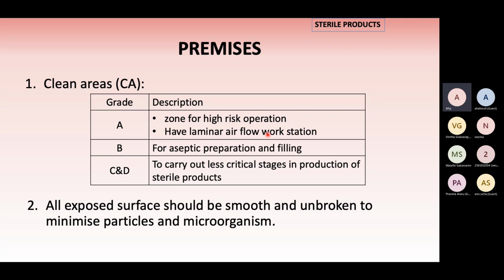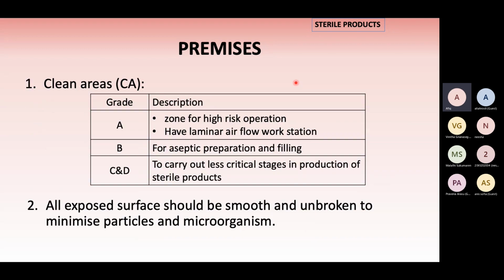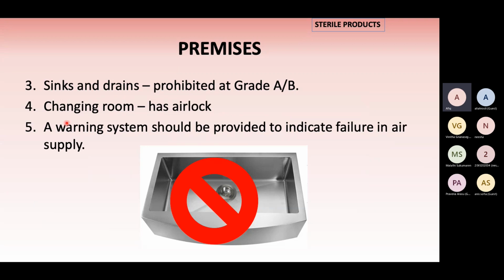And then B for aseptic preparation and filling, grade C and D to carry out less critical stages in production of sterile products. So all exposed surfaces should be smooth and unbroken, so that it will minimize particles and microorganism contamination. Sinks and drains are prohibited at grade A and B. So in these two areas, there shouldn't be any sink and also drain.